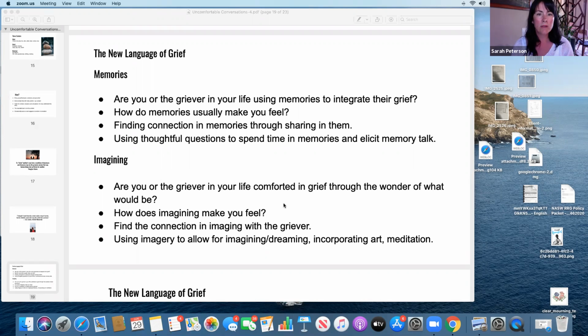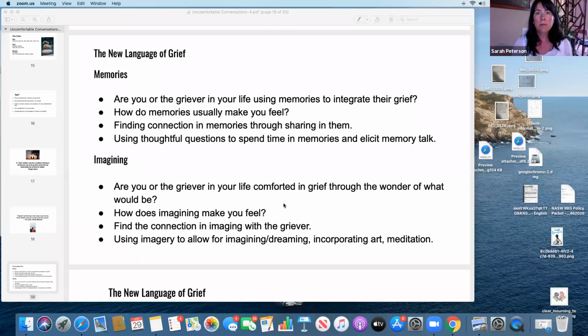Memories. Are you or the griever in your life using memories to integrate your grief? A good assessment: how do memories make you feel? For me, memories take my breath away, and I can get goosebumps on the back of my neck just thinking about it. It's very hard for me, finding connection in memories and in sharing them.